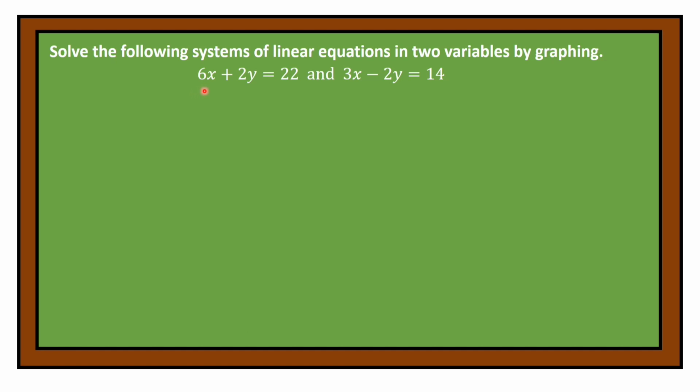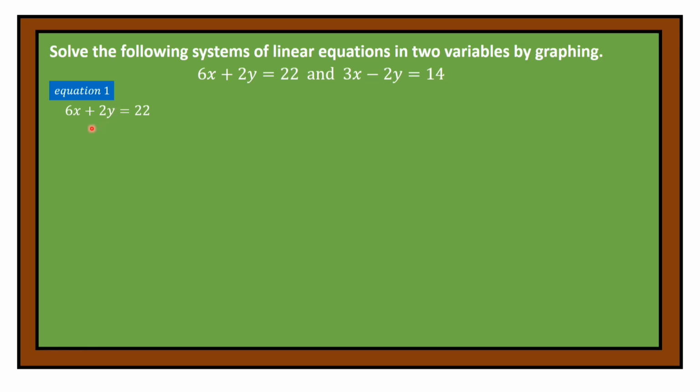So, ang given natin ay 6x plus 2y equals 22 and 3x minus 2y equals 14. Sa graphing method, pwede natin gamitin ang slope and y-intercept. O kaya naman, pwede tayong mag-assign ng value ng x or y. O kaya, pwede rin natin gamitin ang x and y-intercept. In this case, let us find the slope and y-intercept.